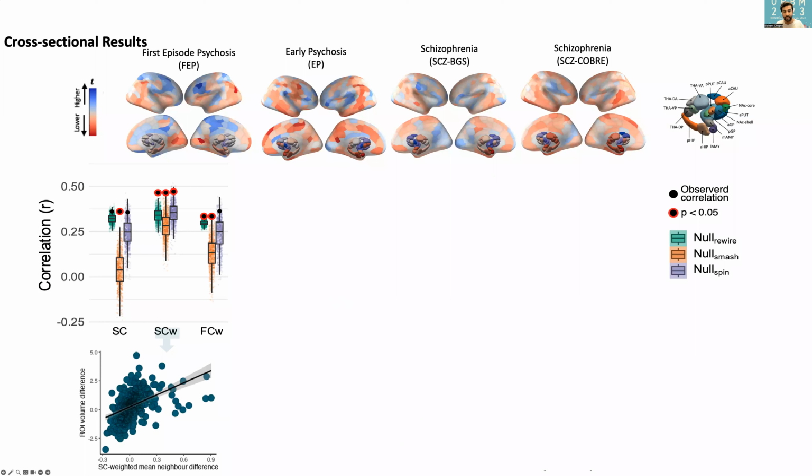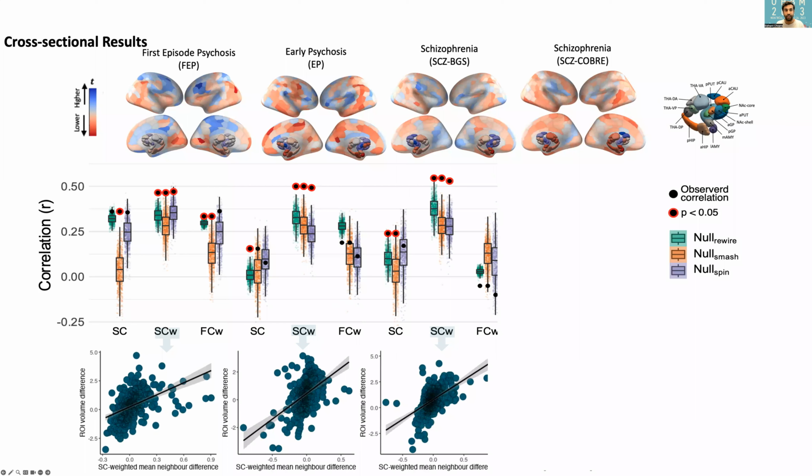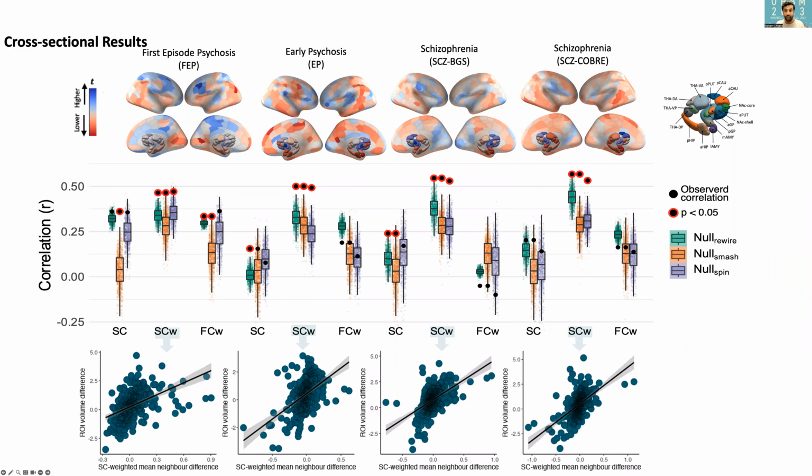weighted by functional connectivity. And what was really interesting is we found the exact same pattern of results for each of the other samples. So illness-related volume change in a brain region is strongly correlated with differences in structurally connected neighboring regions, and the strength of these connections really matters.